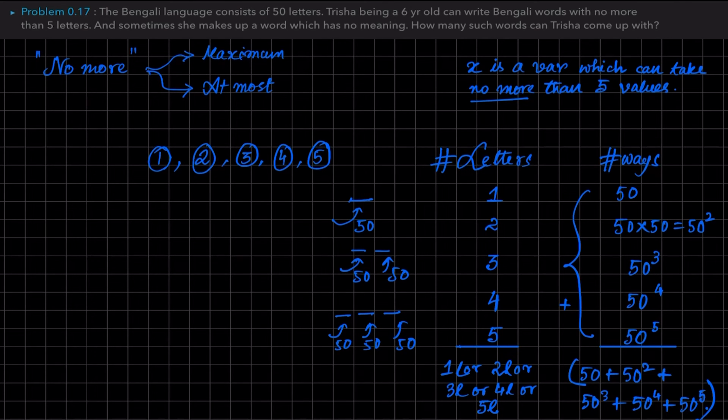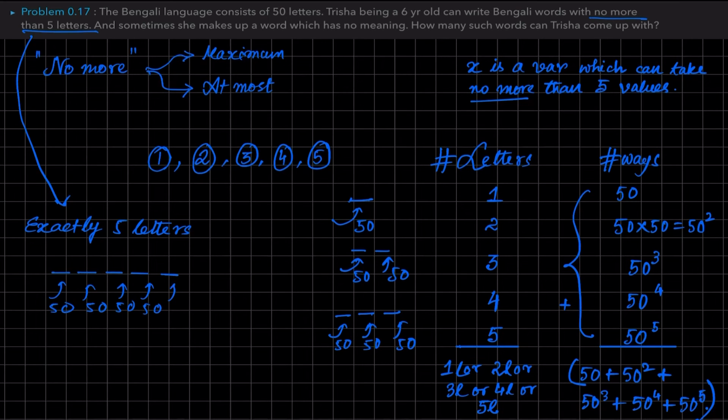What if we had replaced the phrase "no more than 5 letters" with "exactly 5 letters"? How would the solution change? Keep in mind, here we are looking for exactly 5 letters. So the solution would be just the number of ways to create a word with 5 letters. That's 50 choices for the first place, 50 for the second, 50 for the third, 50 for the fourth, and 50 choices for the 5th place.